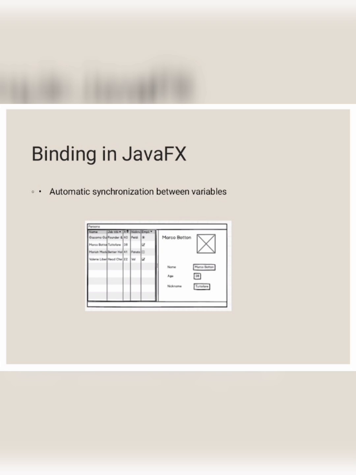There are two main types of binding in JavaFX. First one, unidirectional binding. This is where one property listens to another, updating only when the source changes. Second one, bidirectional binding, when two properties need to stay synchronized in both directions. JavaFX also supports custom bindings, arithmetic operations, and conditional binding using the Bindings utility class.